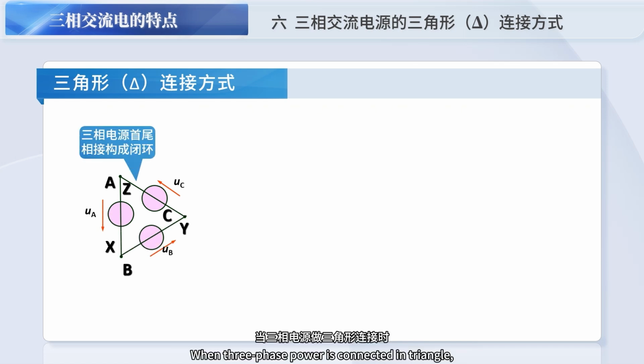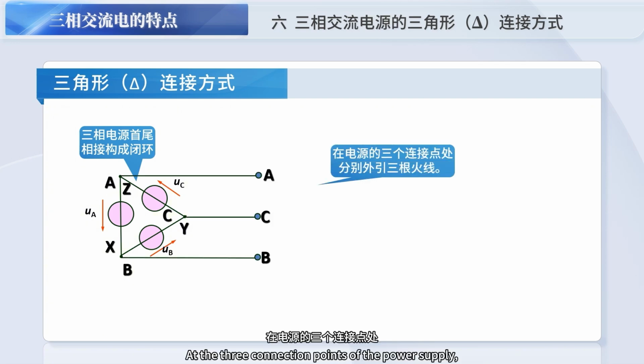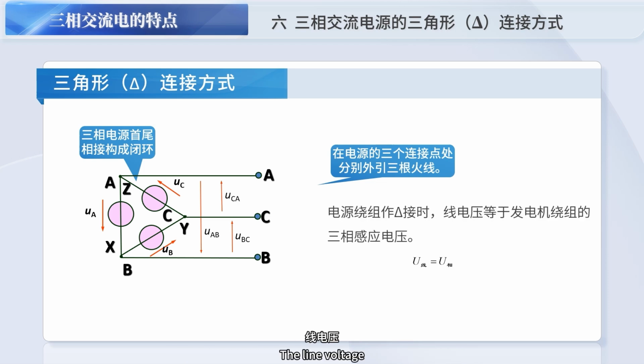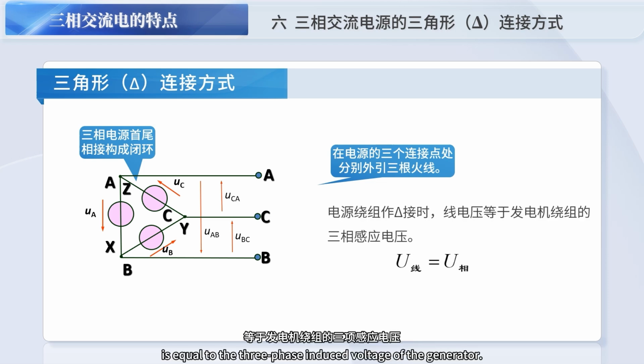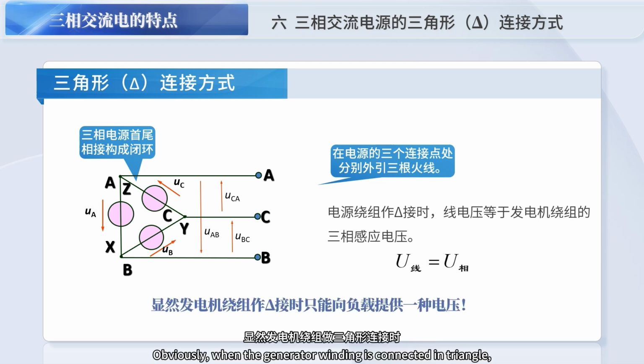When three-phase power is connected in triangle, the three-phase windings are connected end to end, forming a closed loop. At the three connection points of the power supply, 3 live wires are drawn from each connection point. When the power supply winding is connected in triangle, the line voltage is equal to the induced voltage of the generator. Obviously, when the generator winding is connected in triangle, it can only provide one voltage to the load.